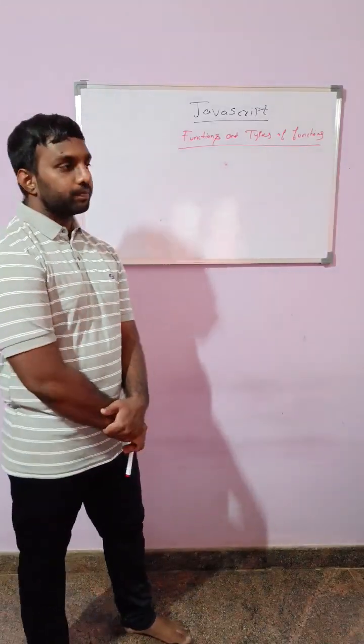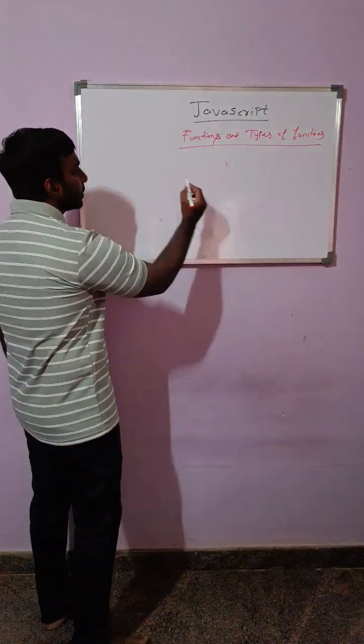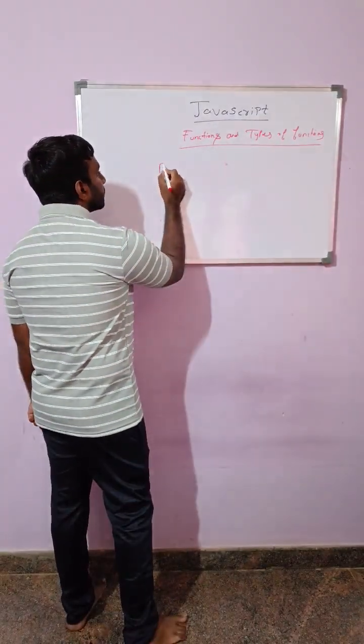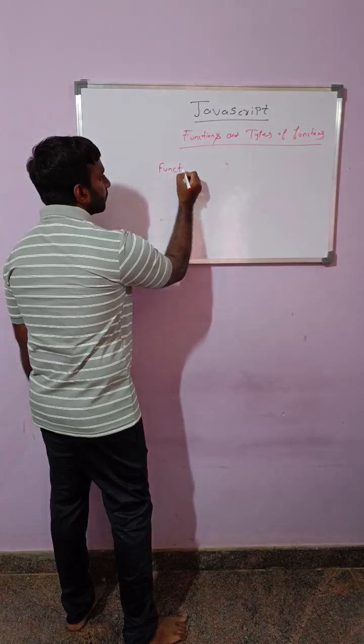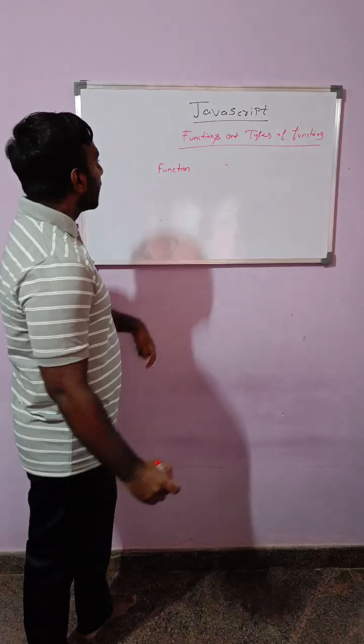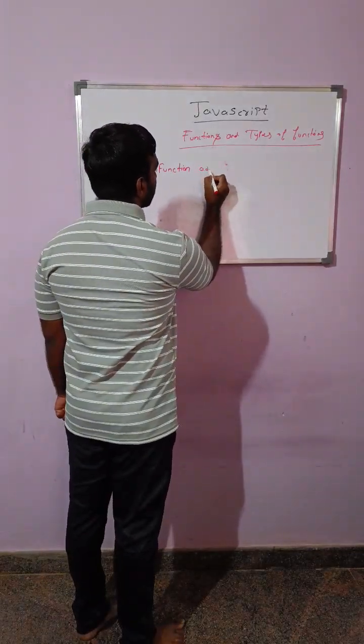Now I'm going to go with functions in JavaScript. As I already told, a function is an entity which is used to execute some set of tasks. A normal function is declared in JavaScript using the keyword function, and after that you give a function name.